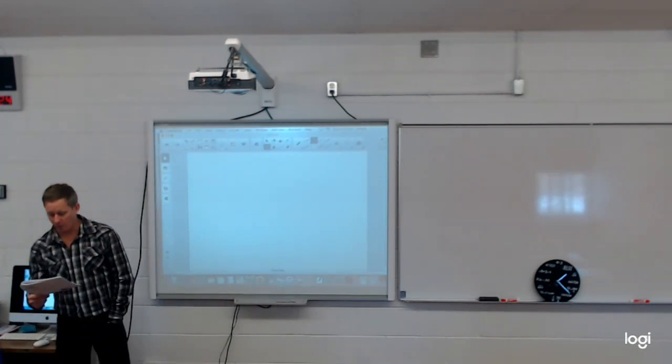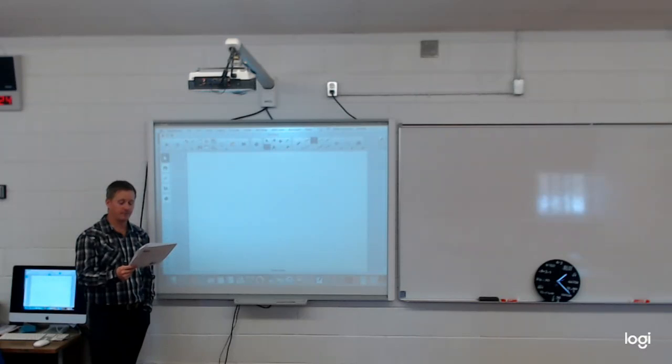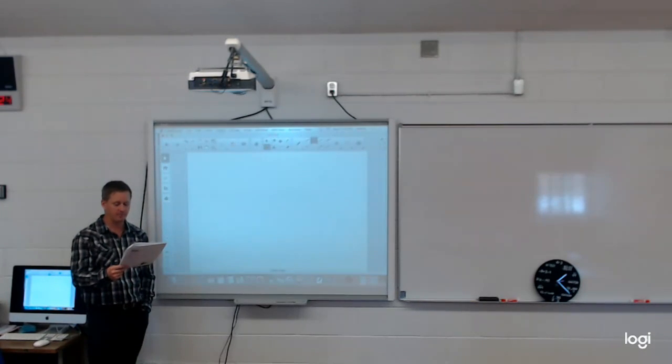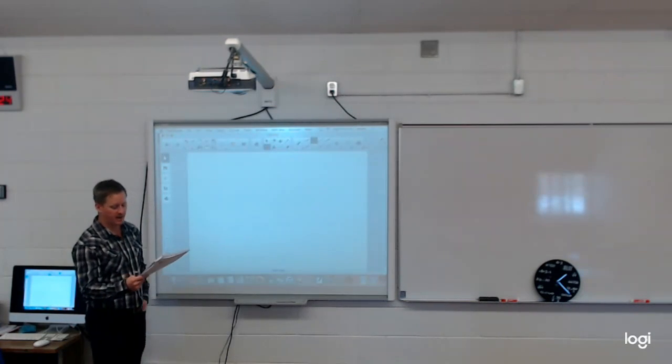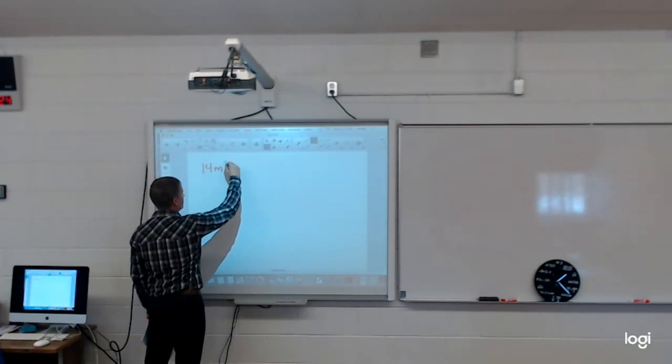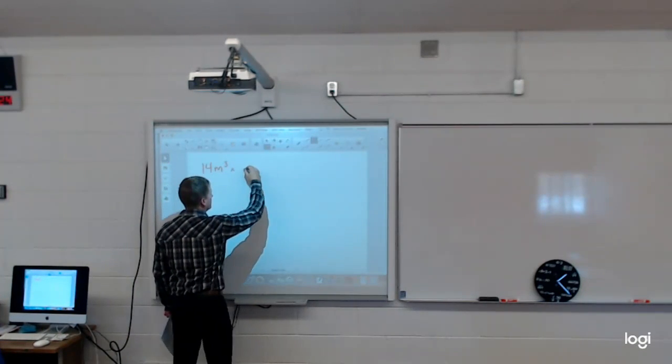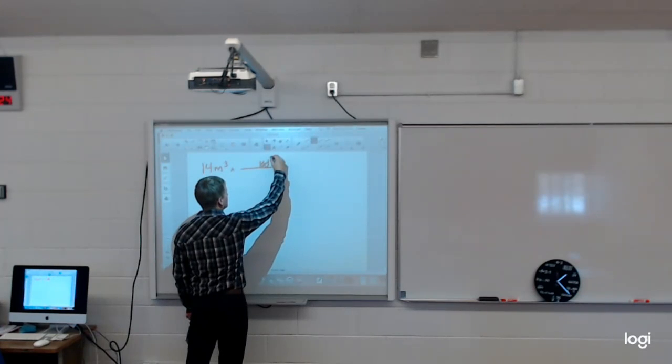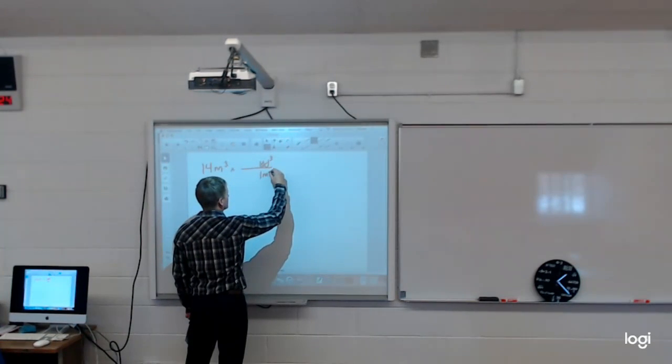Matt is the manager of an arena. He wants to buy 14 meters cubed of sand to create a beach volleyball court in the arena after the skating season ends. How many cubic yards of sand does he need? So I've got 14 meters cubed, and I want to change it to yards cubed over meters cubed.